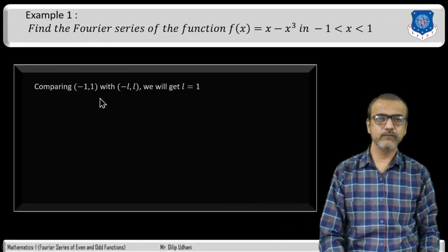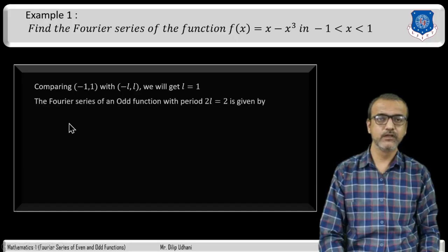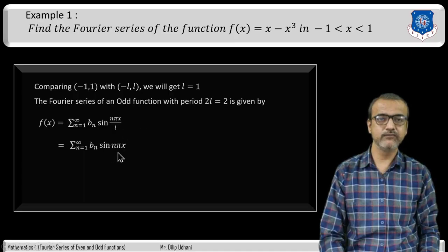Now comparing minus 1 comma 1 with minus L comma L, we get L equals to 1. Now the Fourier series of an odd function with period 2L equals 2 is given by f of x equals sigma n from 1 to infinity bn sin n pi x by L, as a0 and an both are 0. Replacing L by 1, we have sin n pi x. Now we will find only bn.